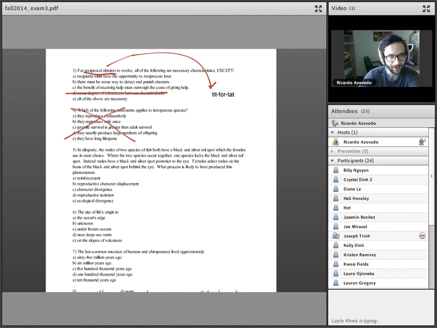Okay, 5. In allopatry, males of two species of fish both have a black and silver tail spot which the females use in mate choice. Where the two species occur together, one species lacks the black and silver tail spot. Instead, males have a black and silver spot posterior to the eye. Females select males on this basis. What process is that called?